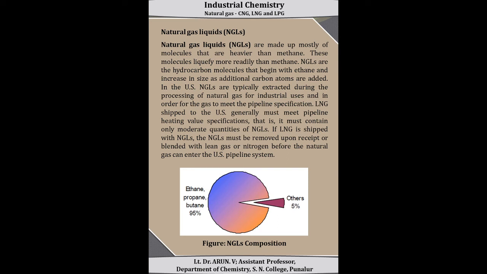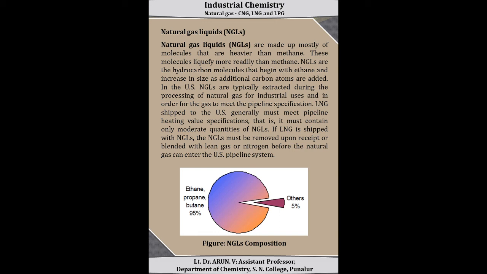Next is natural gas liquids, that is NGLs. Natural gas liquids are made up of mostly molecules that are heavier than methane. These molecules liquefy more rapidly than methane. NGLs are the hydrocarbon molecules that begin with ethane and increase in size as additional carbon atoms are added. In the US, NGLs are typically extracted during the process of natural gas industrial uses and in order for the gas to meet the pipeline specifications.